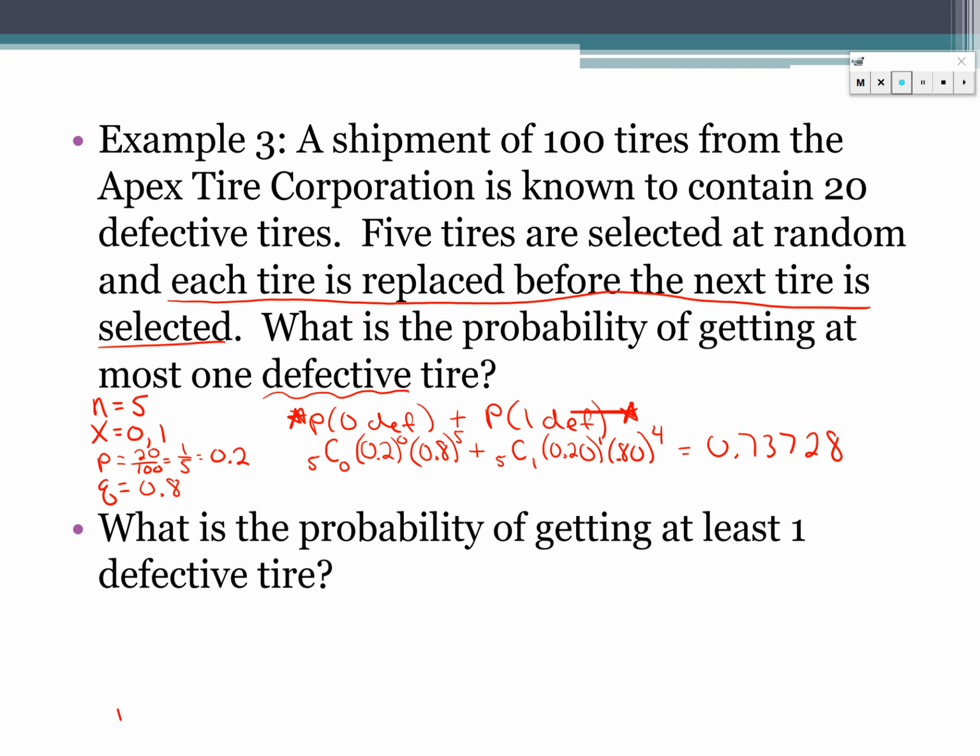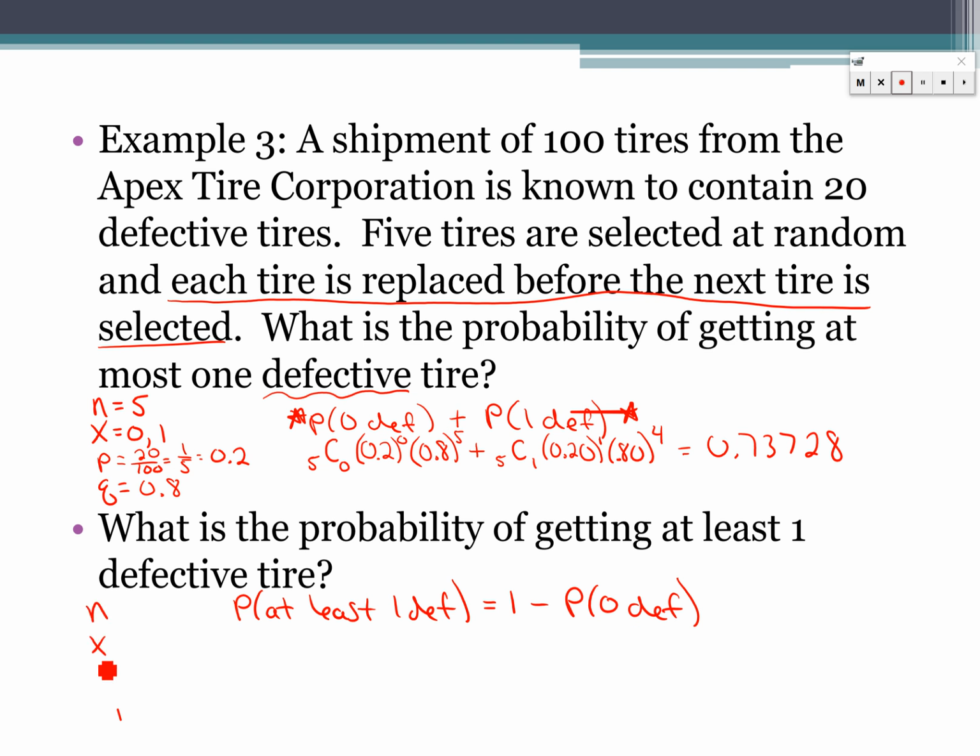So instead of adding all those probabilities together, the only thing that's not accounted for is 0 defective. So instead of having to find the probability of 1 defective and then adding it to 2 defectives and then 3 and then 4 and then 5, let's do 1 minus the probability of 0 defectives. That's the only outcome in the sample space that isn't accounted for, if I don't get any defectives.